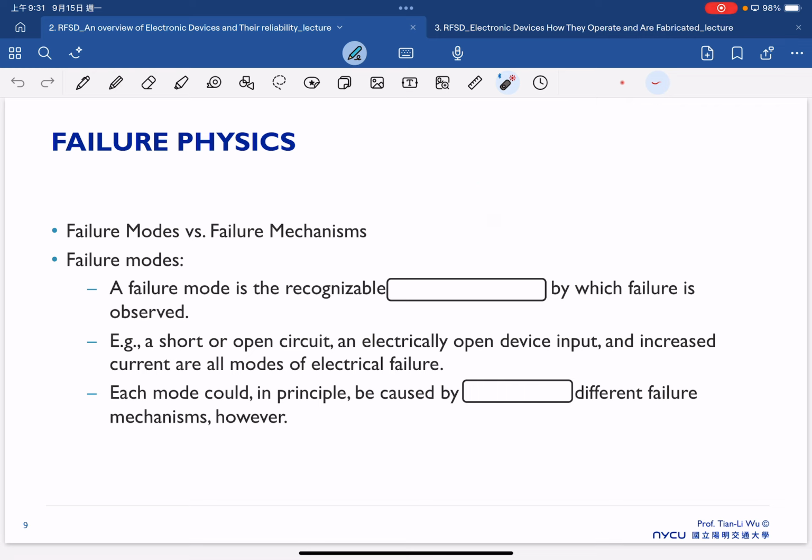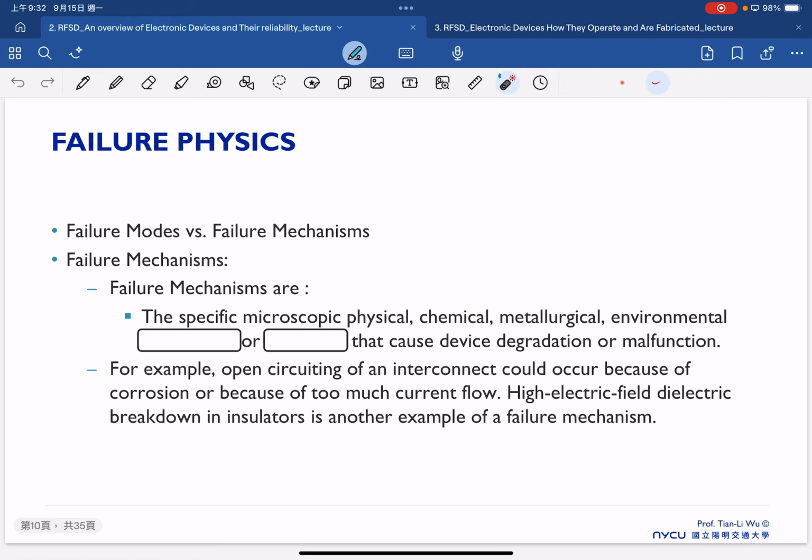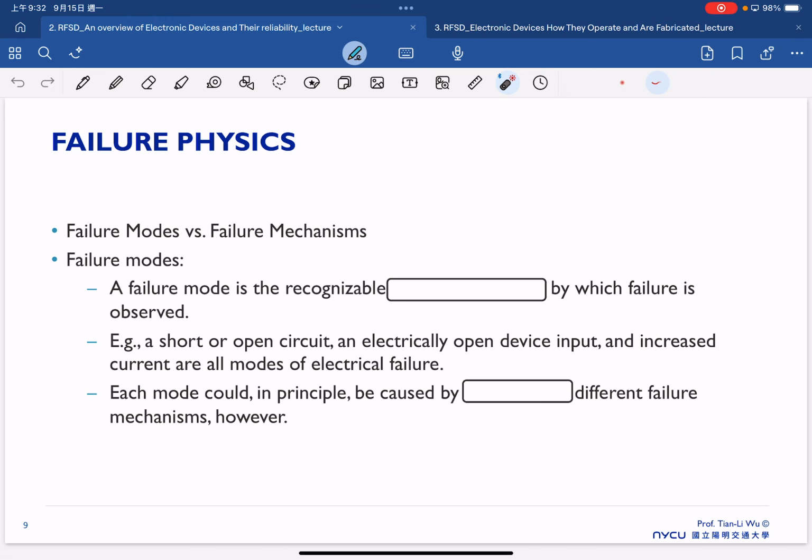Okay, good morning everyone. So we will continue to talk about some basic definitions and fundamental knowledge related to reliability. Last week we already mentioned, for example, the definition of reliability related to the specific condition, how we define the failures, and also the time-dependent characteristic. So today we will talk about the difference between failure modes versus failure mechanisms.